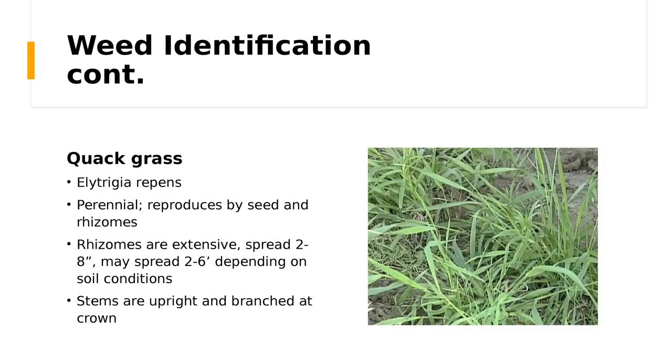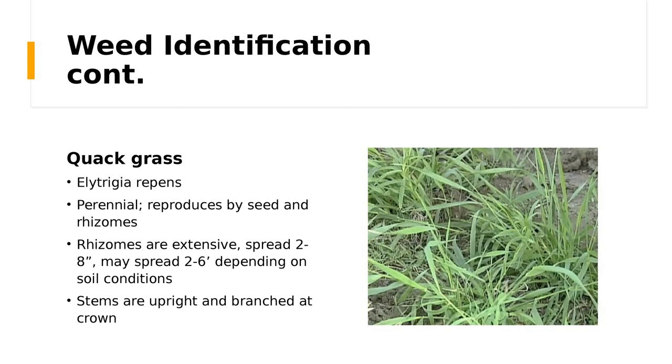This is quackgrass, Elytrigia repens. It's a perennial. Reproduces by seed and rhizomes. Rhizomes are extensive. They can spread from 2 to 8 inches, but they could also spread 2 to 6 feet depending on the soil conditions.